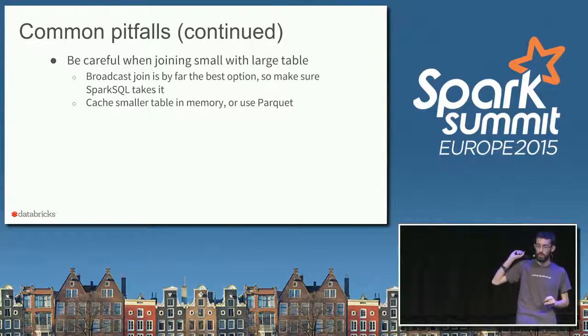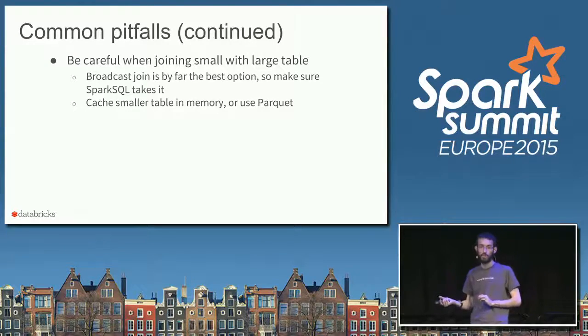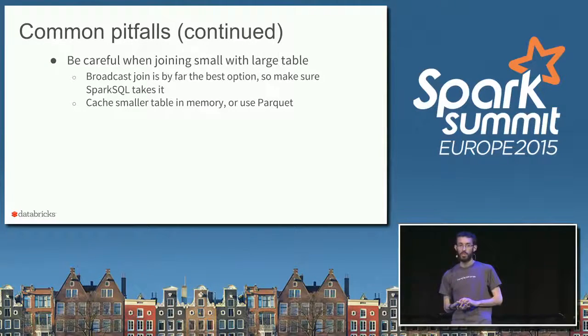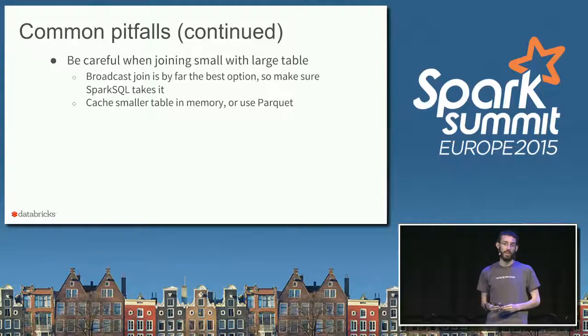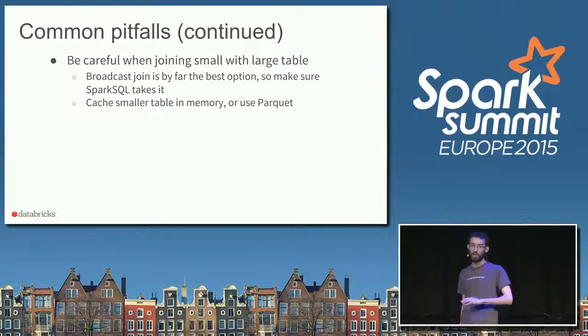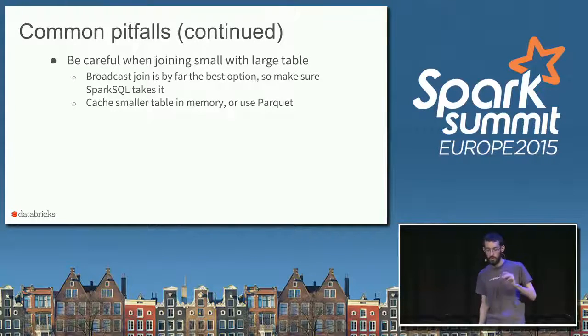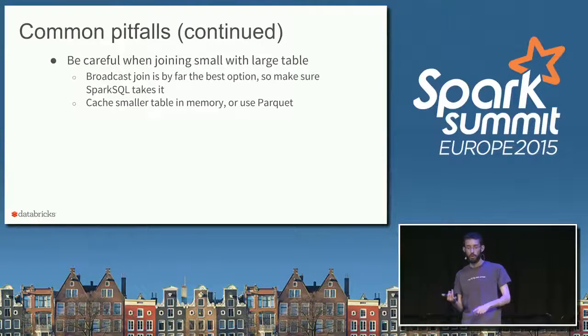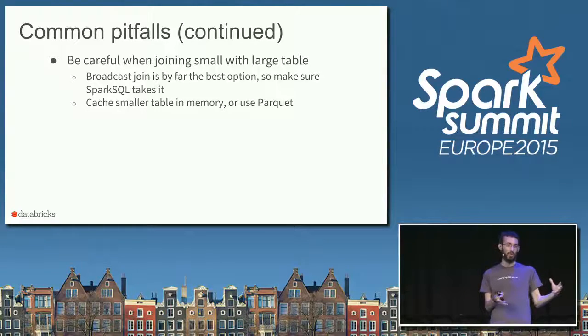Another common problem with joins is that we see people trying to join small and large tables, which is perfectly reasonable. But the broadcast join is by far more efficient than any shuffle-based join. So if you know that you're in this situation of a small table and a large table, you need to ensure that Spark SQL takes this path. You can use explain to make sure it does. If you want to try to force it, you can cache the table in memory or use Parquet, because Spark SQL may not know the size of the smaller table, so it may not decide to do a broadcast join.